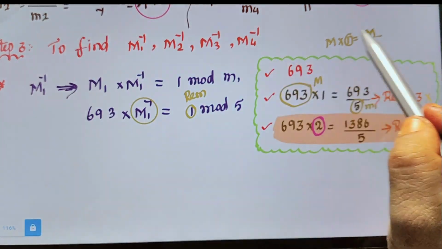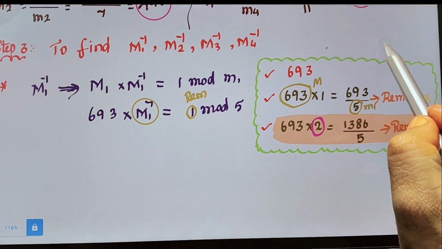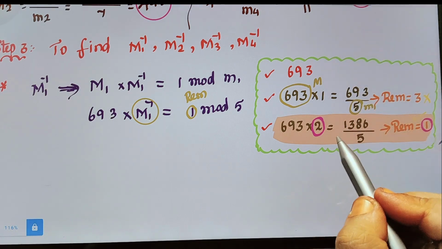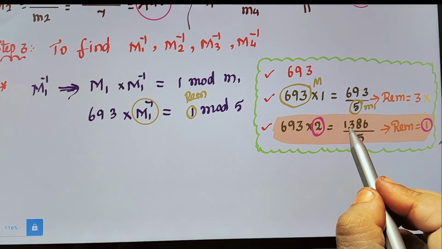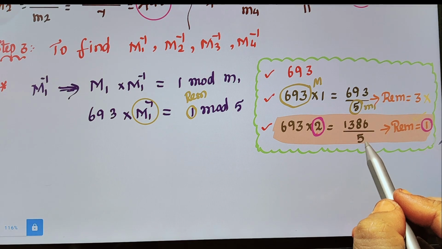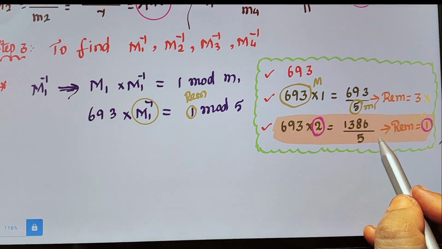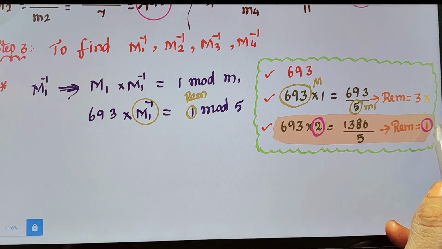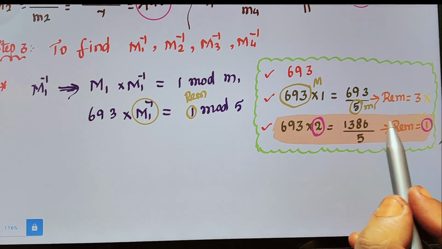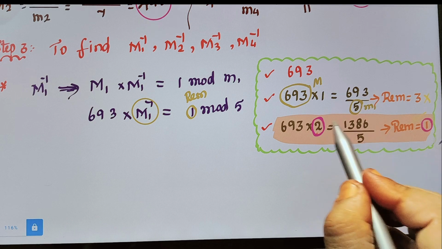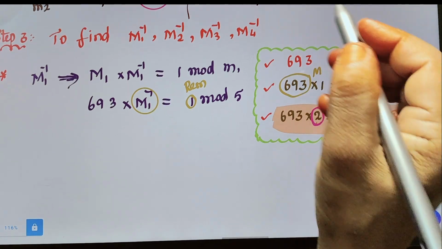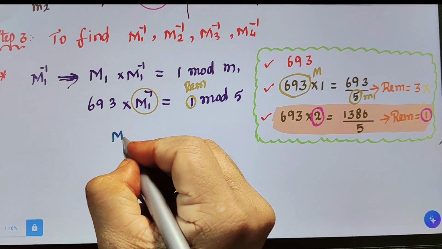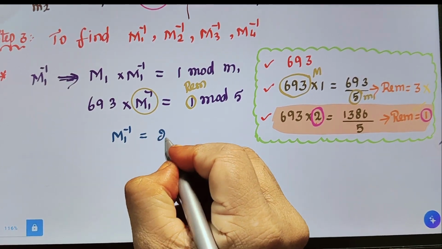So it's not the exact formula, just the format, because in each and every step the values vary. 693 times 2 means 1386, so 1386 divided by 5, where 5 is the small m1 value. Here the remainder value is 1. In whichever step we receive the remainder value 1, that particular number is known as capital M1 inverse. Here M1 inverse equal to the number 2.